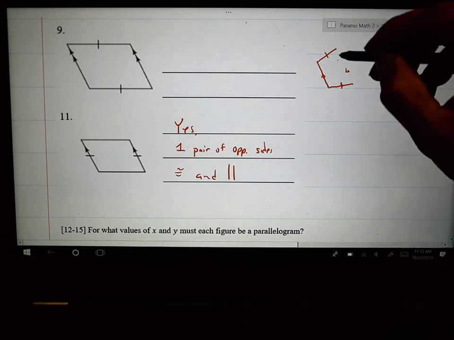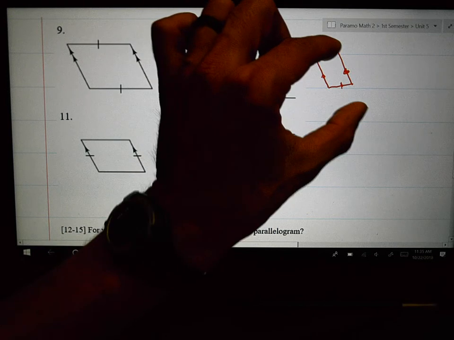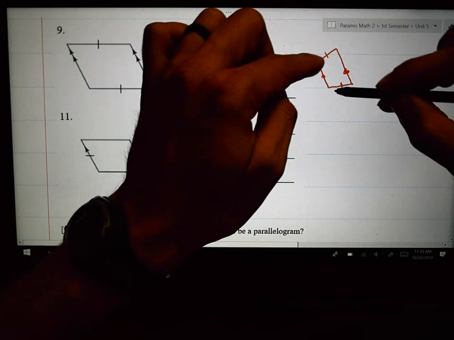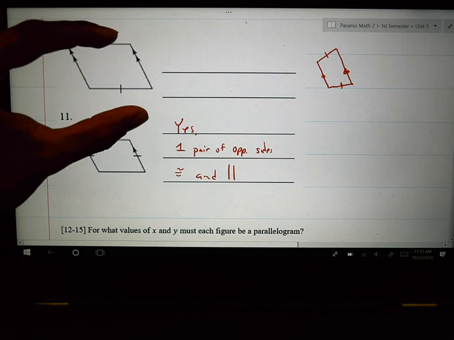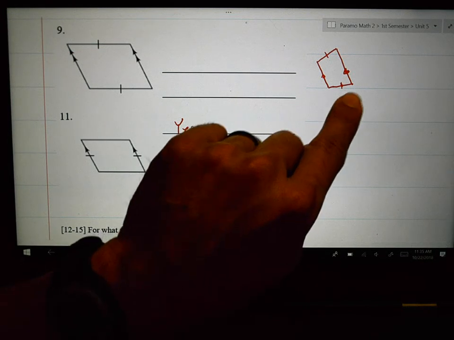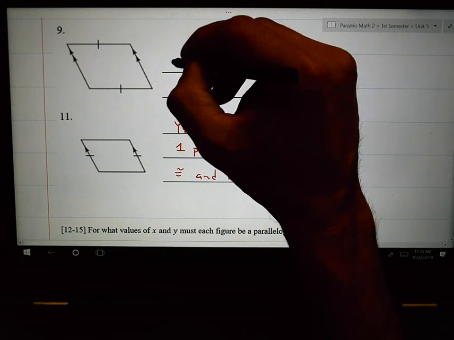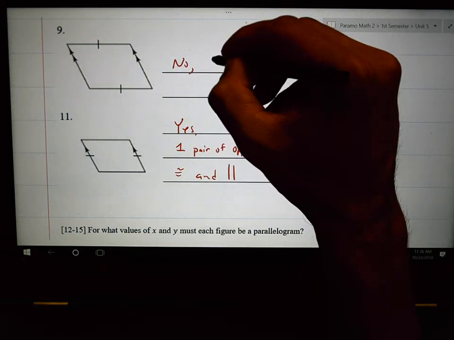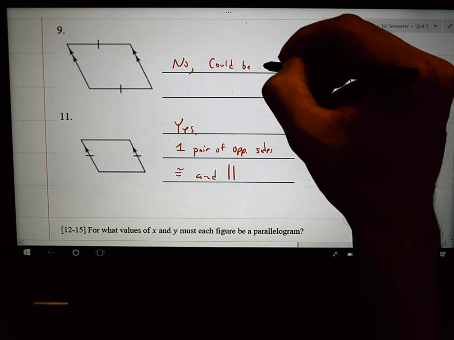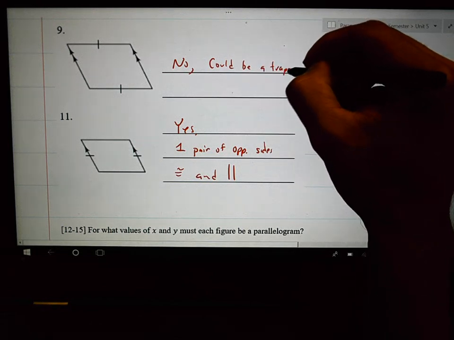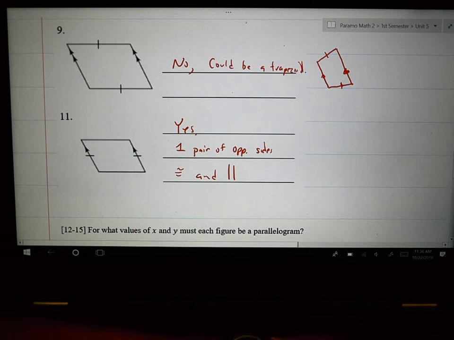Because it doesn't say how long these are. This could be a little bit longer. This could be a little bit shorter. I don't know how long that would be. It could be something called an isosceles trapezoid. So I'm going to say no for number 9. It could be a trapezoid. And a trapezoid is not a parallelogram.